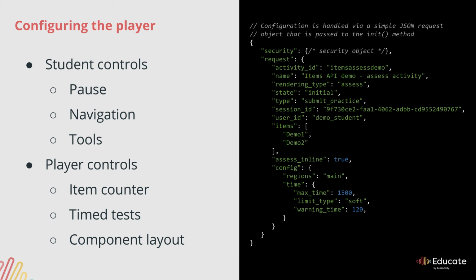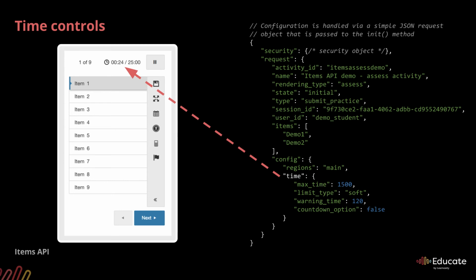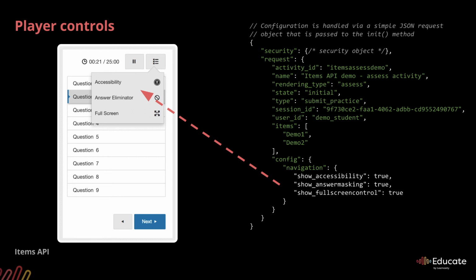So in this example, we've just got a timer. It's a 25-minute test, and you can see in the JSON down here, we just specify a time key, and then the max time and limits, and you can have warnings and all these sorts of things. Just really simple settings in the initialization object that we saw before. The second one, maybe you want to turn on things like the accessibility modal that we've got, an answer eliminator, full screen controls. Again, just samples here of the out-of-the-box functionality you can turn on or off by just setting some flags in the initialization object.